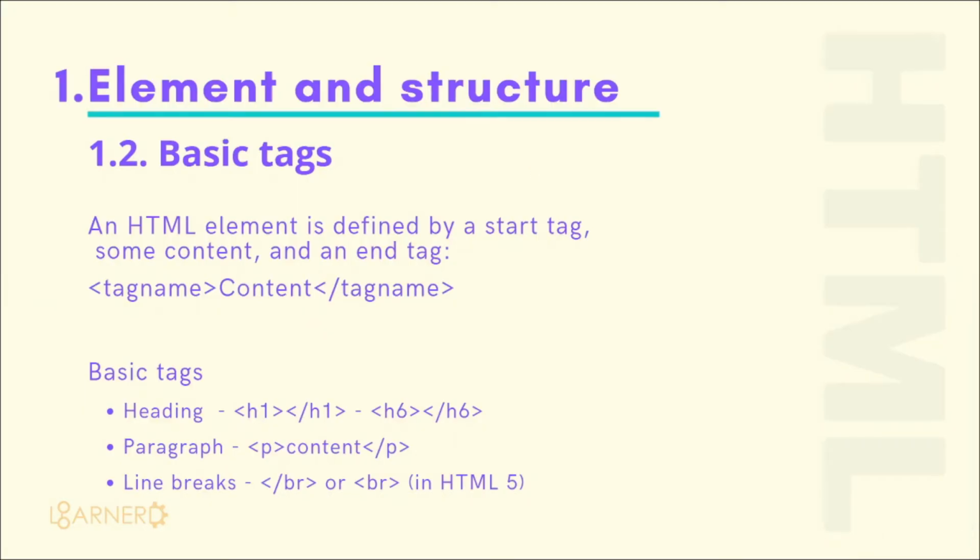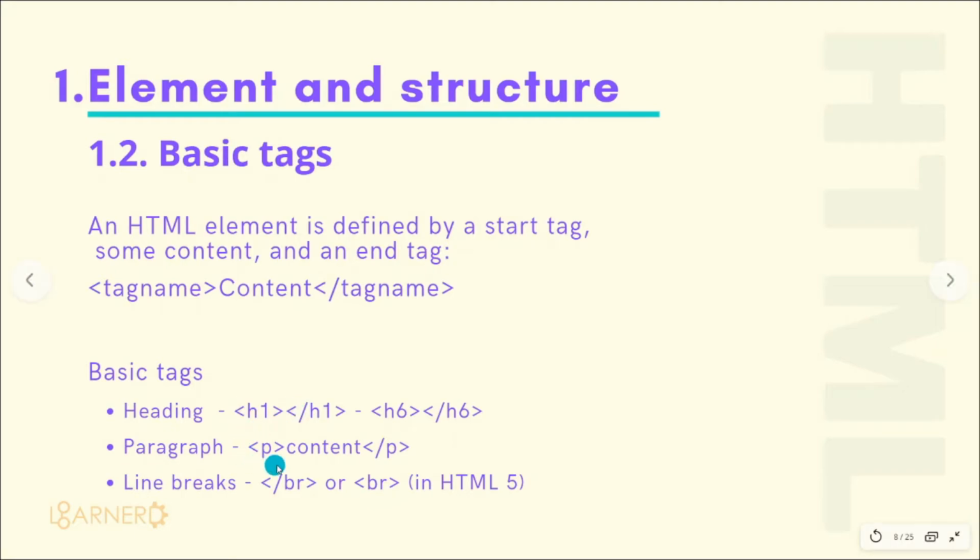Moving towards our next topic, that is basic tags. Before going forward with the basic tags, I will just let you know how HTML tags are written. HTML tags are defined by the start tag and the end tag, and between the start and end tags there is the content. There are some basic tags in HTML. These basic tags cover headings, paragraphs, and line breaks. For headings, we have a range from H1 to H6, for example H1, H2, H3, H4, H5 till H6.